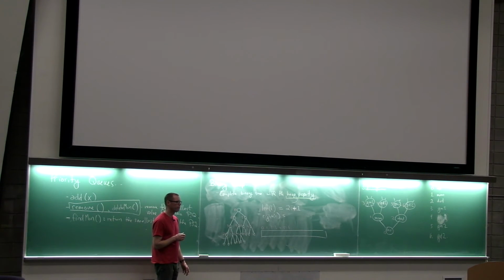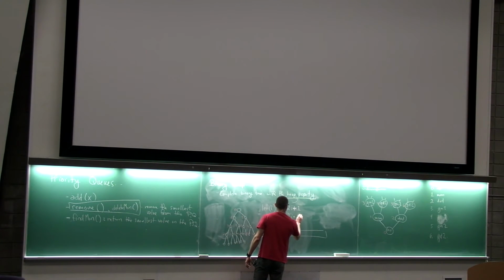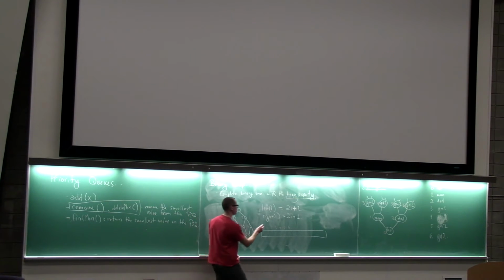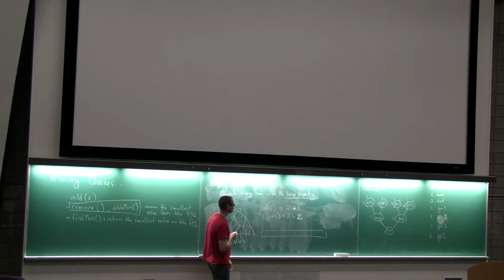Yep. 2i plus 2. And that's just because these things are numbered in breadth first order. So if 2i plus 1 is the left child, well, the next thing that receives the number is the right sibling of that. 2i plus 2.